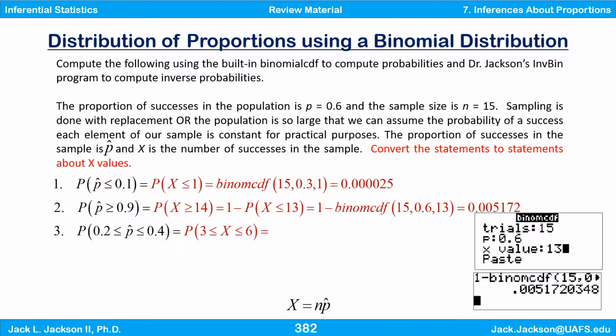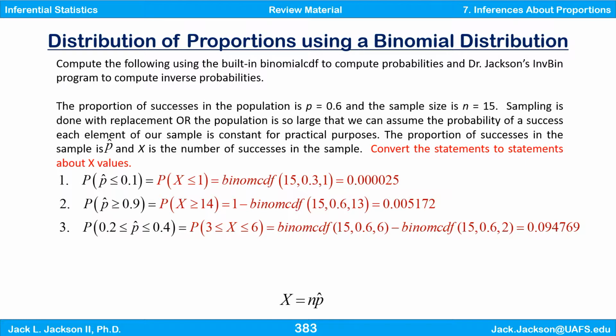Finally, do the last one. Press pause. Come back. Okay, hopefully you're back now. This one, we're doing the probability between 3 and 6 on a TI Inspire. You just put 3 for the lower, 6 for the upper. Of course, 15 for the sample size and 0.6 for the probability.